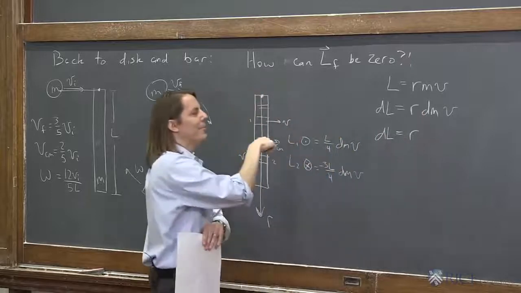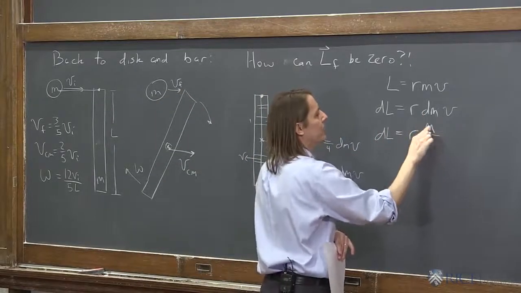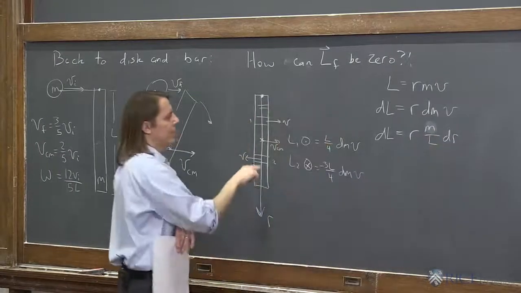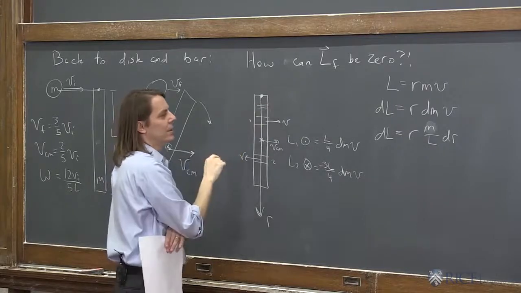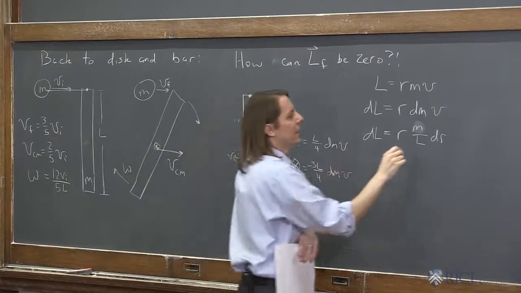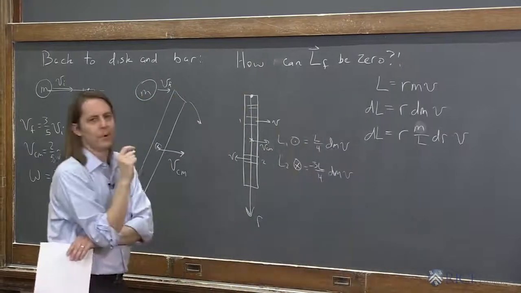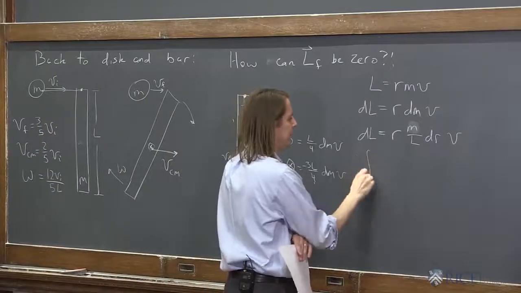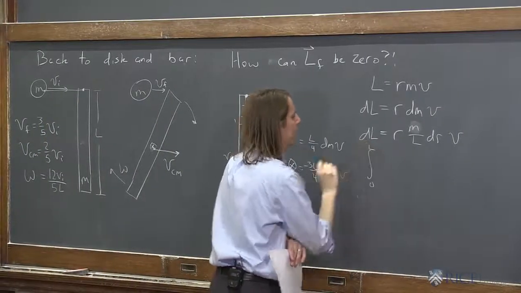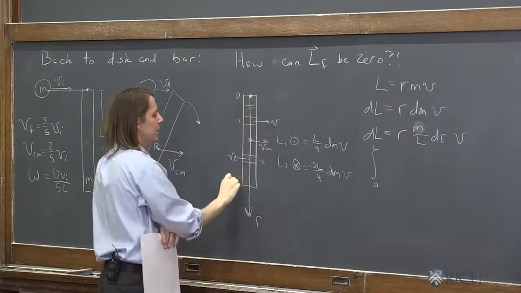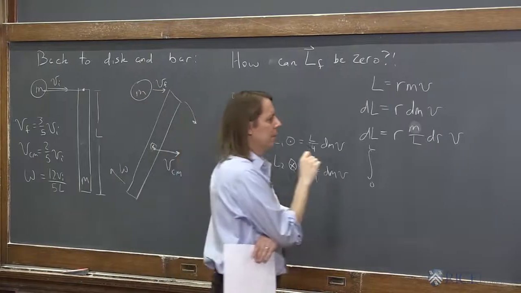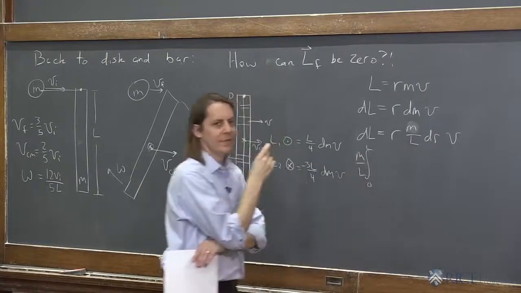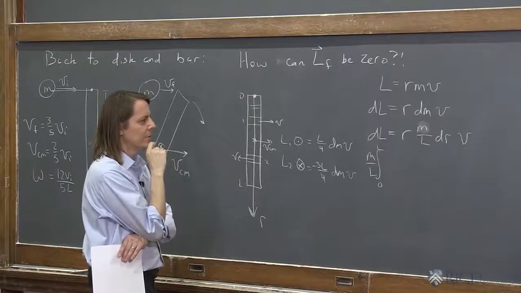So we could also say that dL is r, and for this we just need to multiply the mass density, which is the total mass, oops, we're using little m, the total mass over the length, times dr. That's how much mass is in a little length dr. That's the dm. And then v is still going to be some function of r. We'll do that in a minute. Okay, so to get the total angular momentum of this crazy thing, let's integrate along r from 0 to L. This is 0, this is L. And let's pull the M over L out. It's a constant. It's just the density of the bar. It'll make things a little easier.